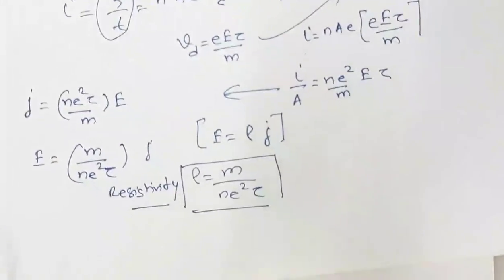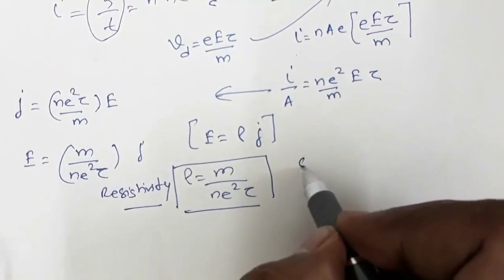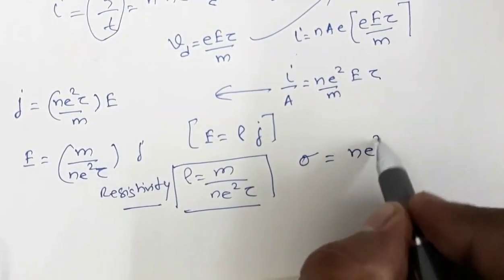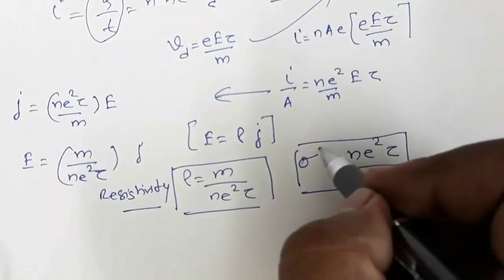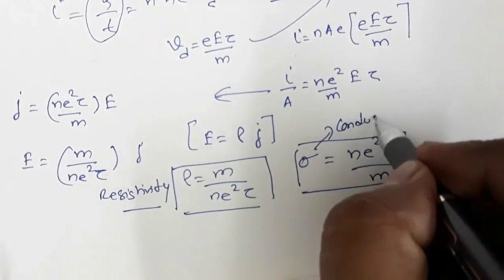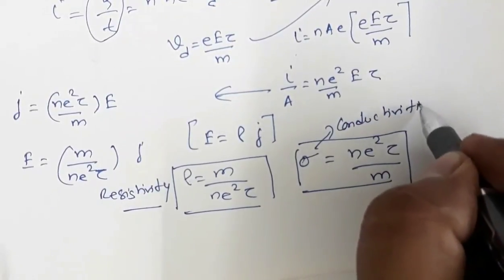Or conductivity is the reciprocal of resistivity. So conductivity sigma can be written as N e square tau by m. This sigma is conductivity.